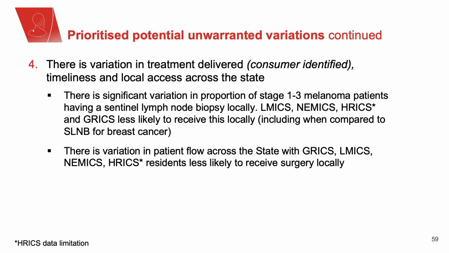There is variation in treatment delivered, again also identified as a consumer priority, in the delivered timelines and local access across the state. There is significant variation in the proportion of stage 1 to 3 melanoma patients having a sentinel node biopsy locally, with some health services less likely to provide sentinel node biopsy locally than others, in direct contrast to our breast tumour colleagues and breast tumour patients. There is a variation in patient flow across the state, with GRICs, LMICs, NEMICs and HRIX residents less likely to receive surgery locally.